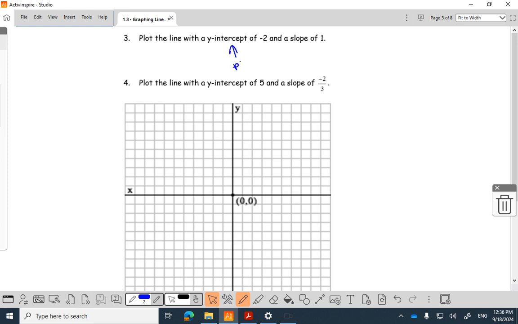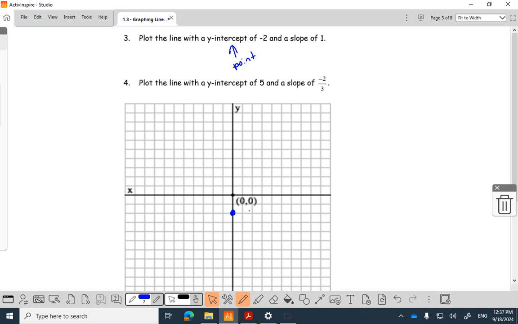Depending on if you understand the words or not, this could be an easier point than the other ones. You don't have to count around to find the point. It's the y-intercept of -2. Where does it go? What's the y-intercept? So that's where it meets the y-axis. When it says y-intercept of -2, as long as you understand the words, that's an easier point to find. Go on the y-axis, down to -2. I've got my point.